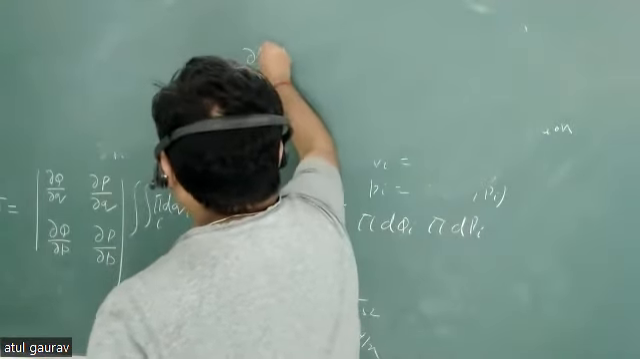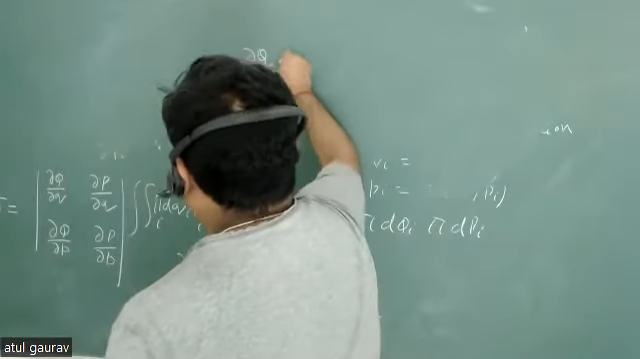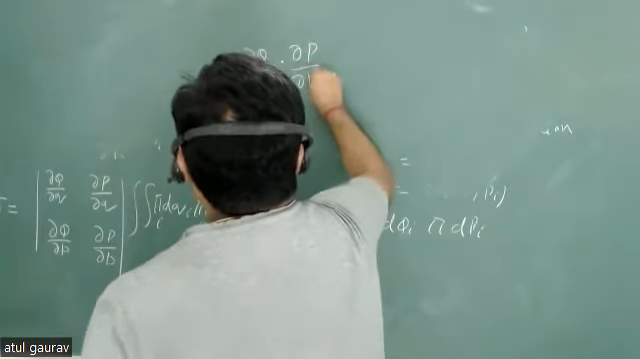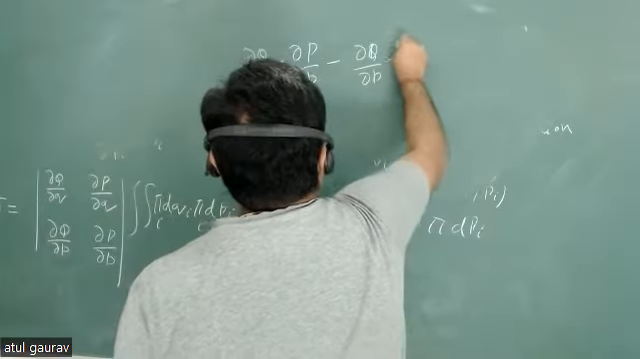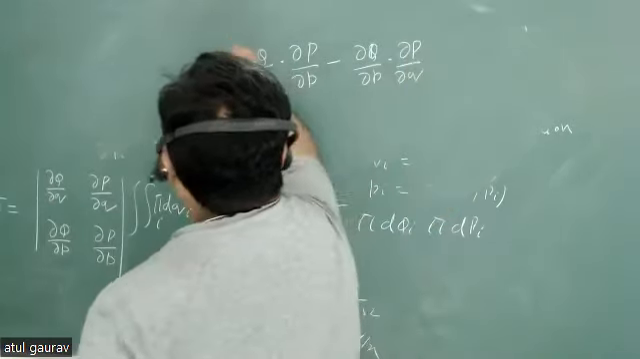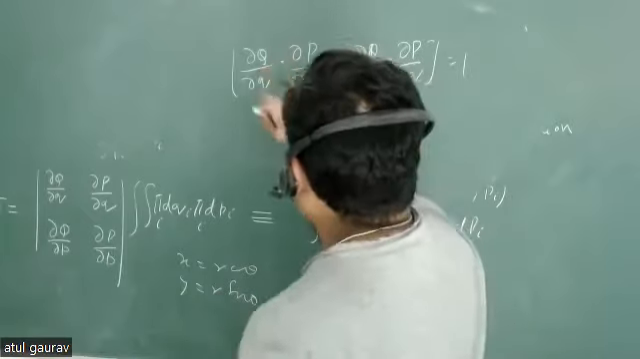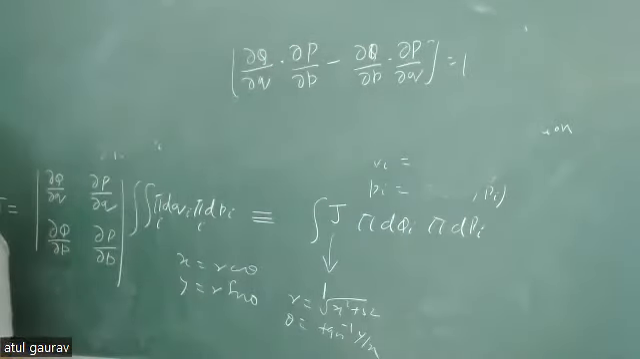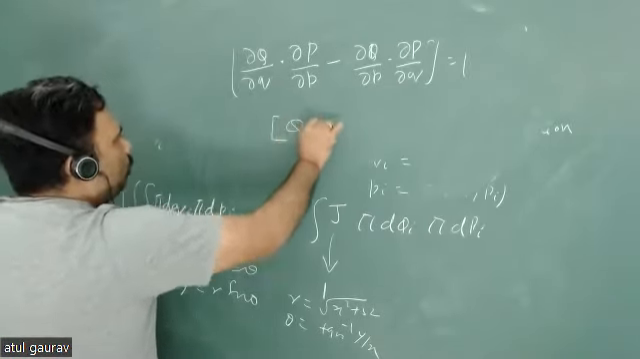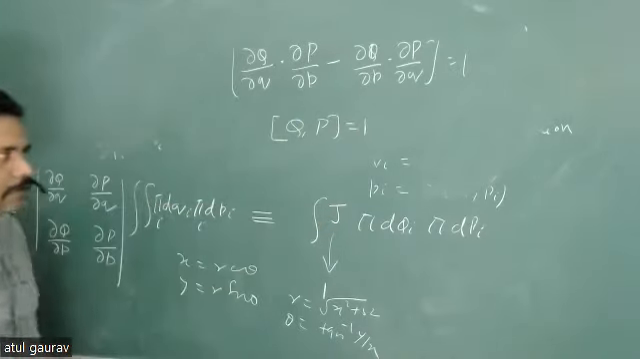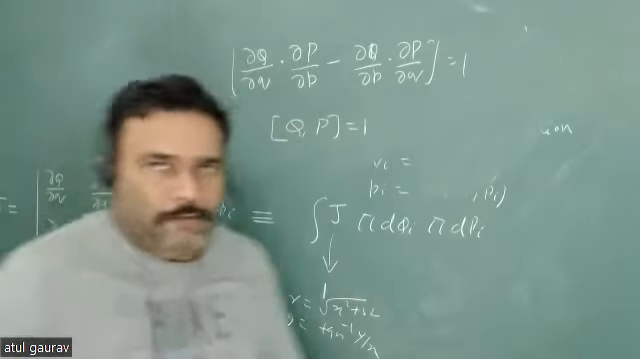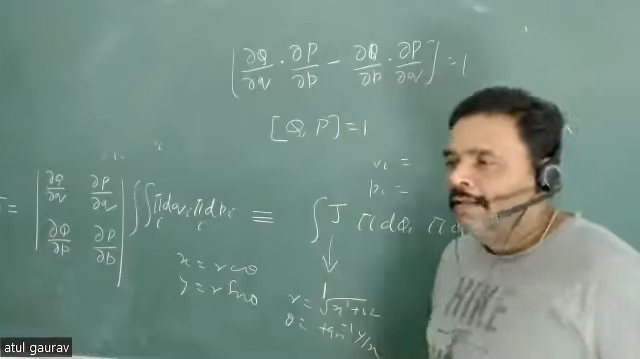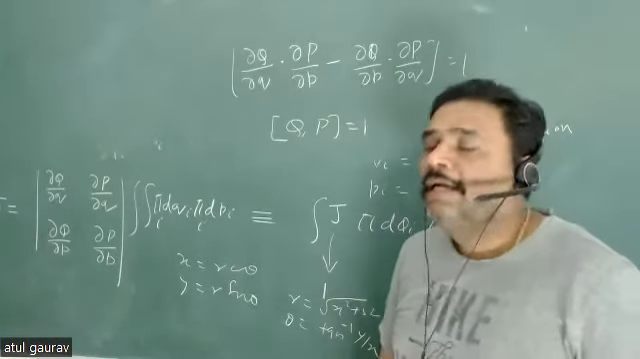So this is, if you are going to open it, del Q upon del q into del P upon del p, minus del Q upon del p into del P upon del q, and this must be equal to 1. What is this particular thing? Poisson bracket of Q and P. This is exactly the Poisson bracket of Q and P, and if this is going to be 1, these are canonical conjugate variables, and small q and small p are also conjugate variables. So if this is going to be 1, then obviously the transformation is canonical.